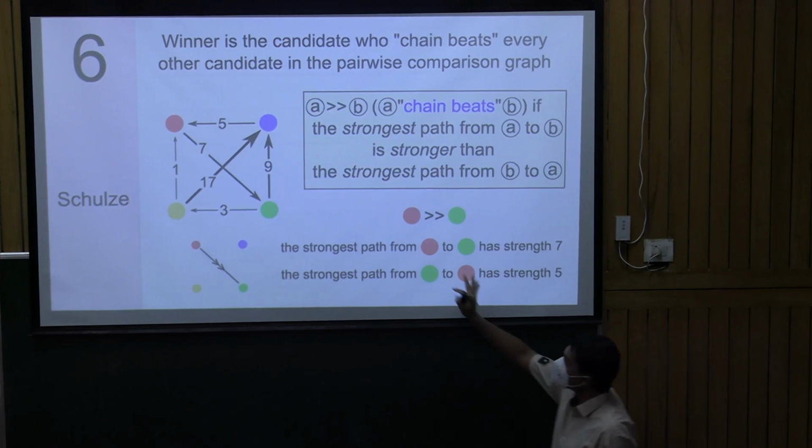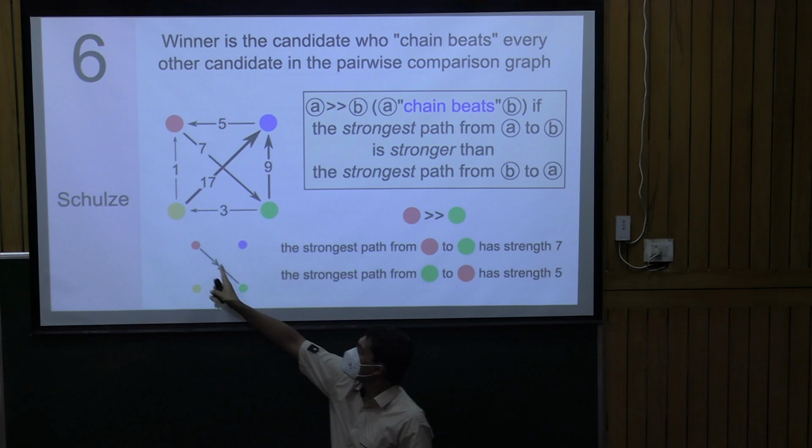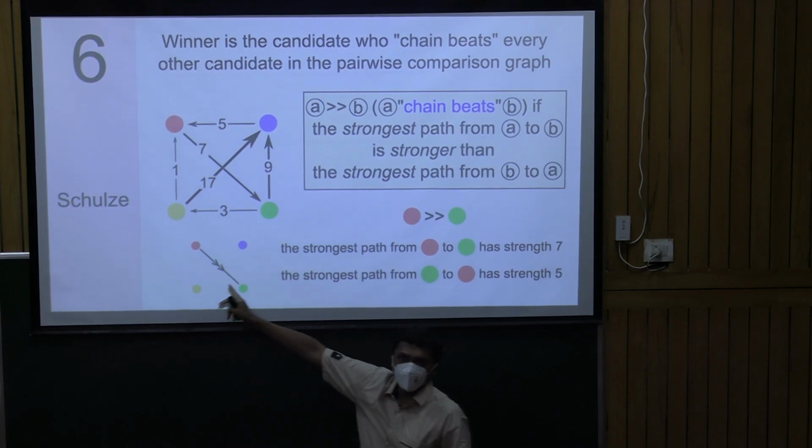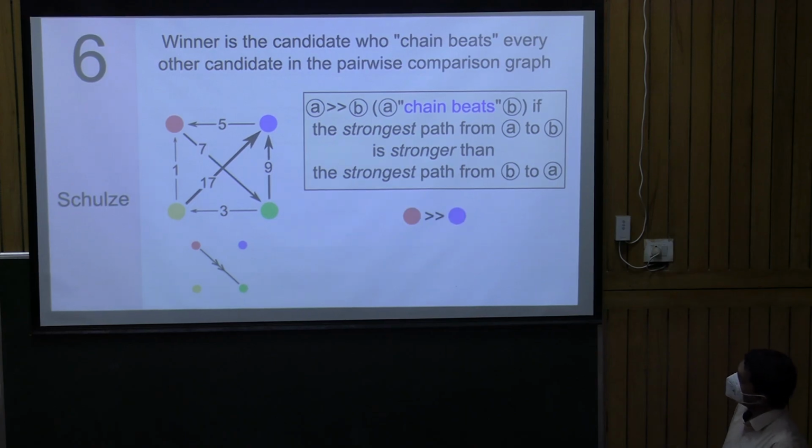By the way, I'm going to capture the chain beats information in a different graph where red chain beats green. I'll add this weird symbol. Okay, all right. Let's do red and blue. So why is it that red chain beats blue? Anyone?